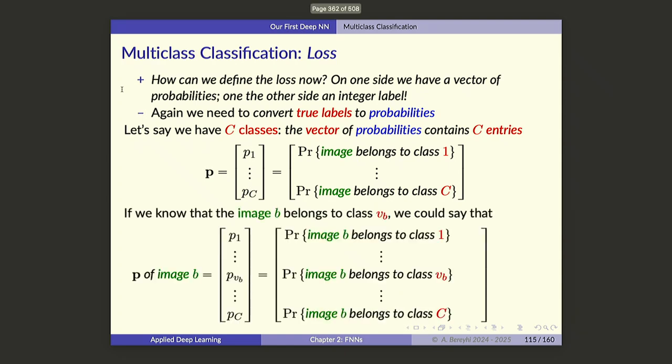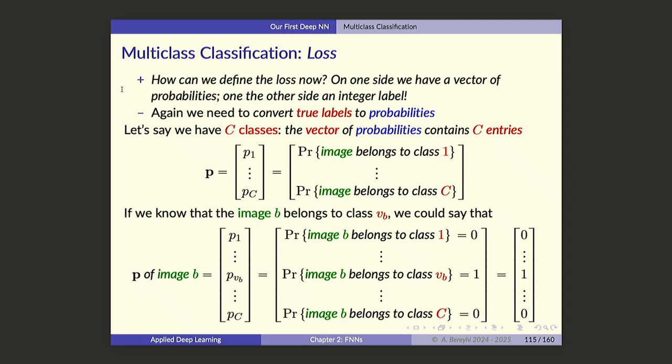Now, let's say that I have image b, and this v_b is one number between 1 and C, right? So it's, for example, 3. So it says that my image b belongs to class 3. Then what is the probability of my image belonging to class 1? 0. What is the probability of it belonging to class 2? 0. What is the probability of it belonging to class 3? 1. Any other class? 0, right? So the chance of this one is 0, the next one is 0, the true label's chance is 1, and the rest of them are again 0.